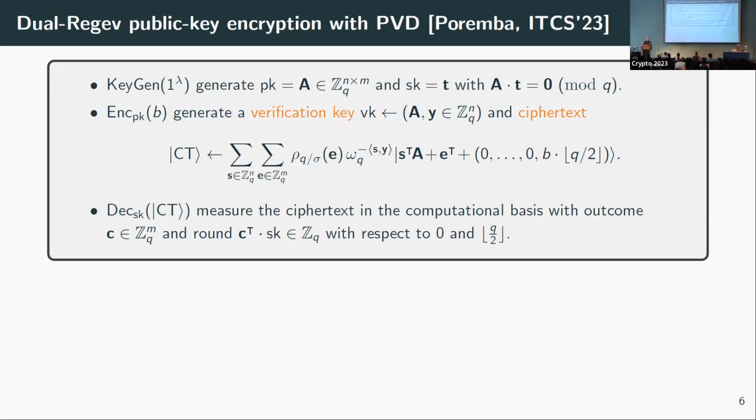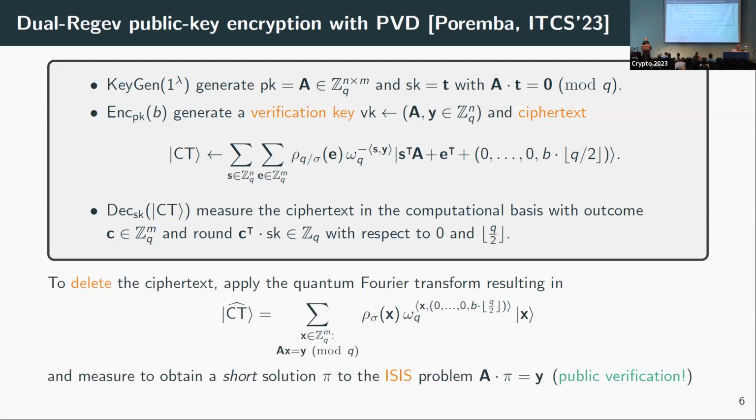But now I claim that this has this PVD property. So how do we delete a ciphertext? To delete, we just apply the Fourier transform. This will kick the additive shift into the phase. And now if we measure the state, we get a solution to the ISIS problem. And the cool thing is, if we just reveal A and y, anyone can check whether the certificate is valid. Okay, so this is where we get this public verification property from. Okay, so this is the idea.